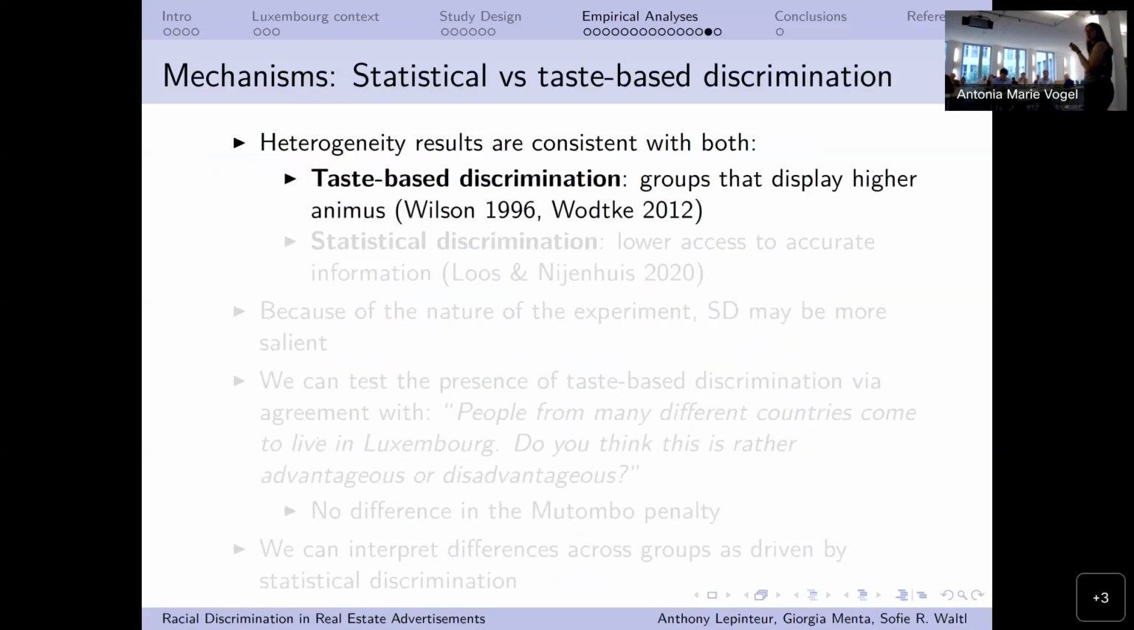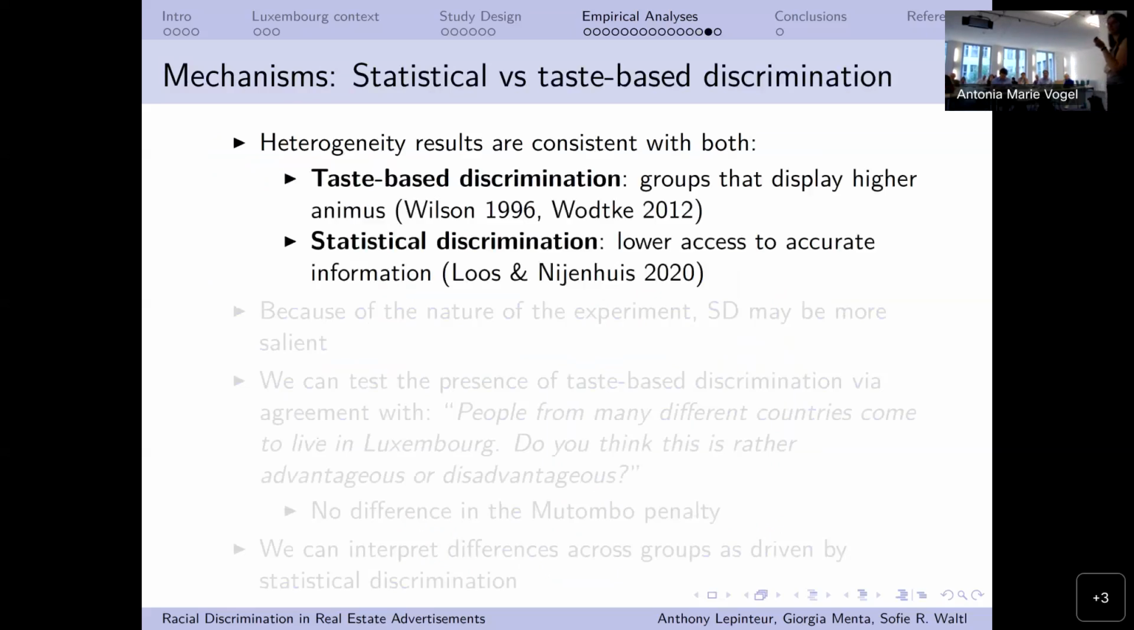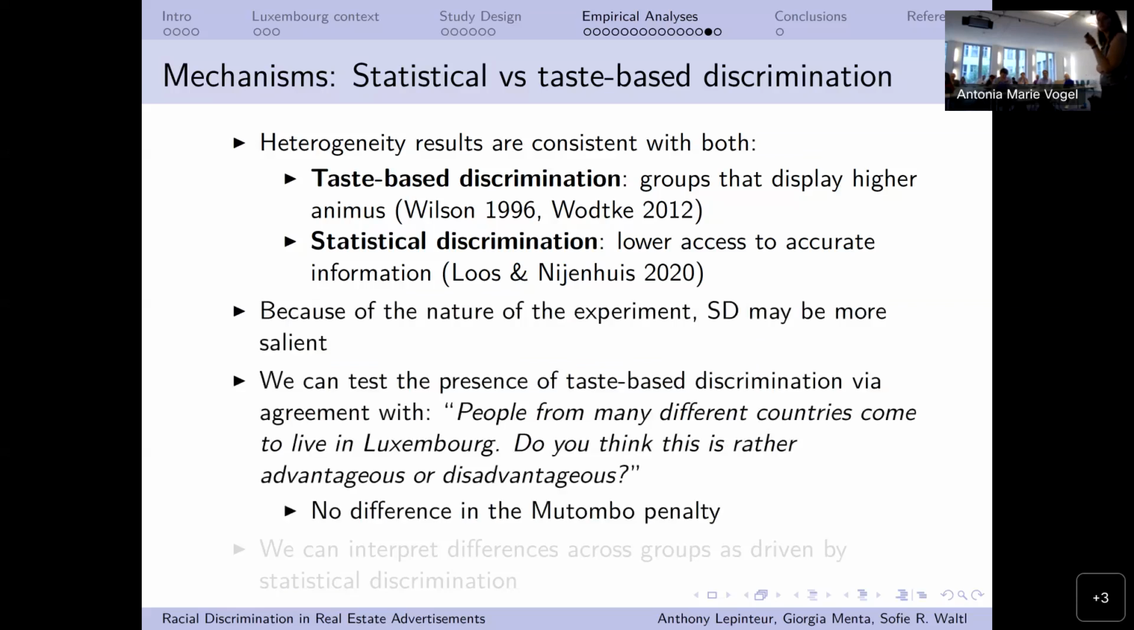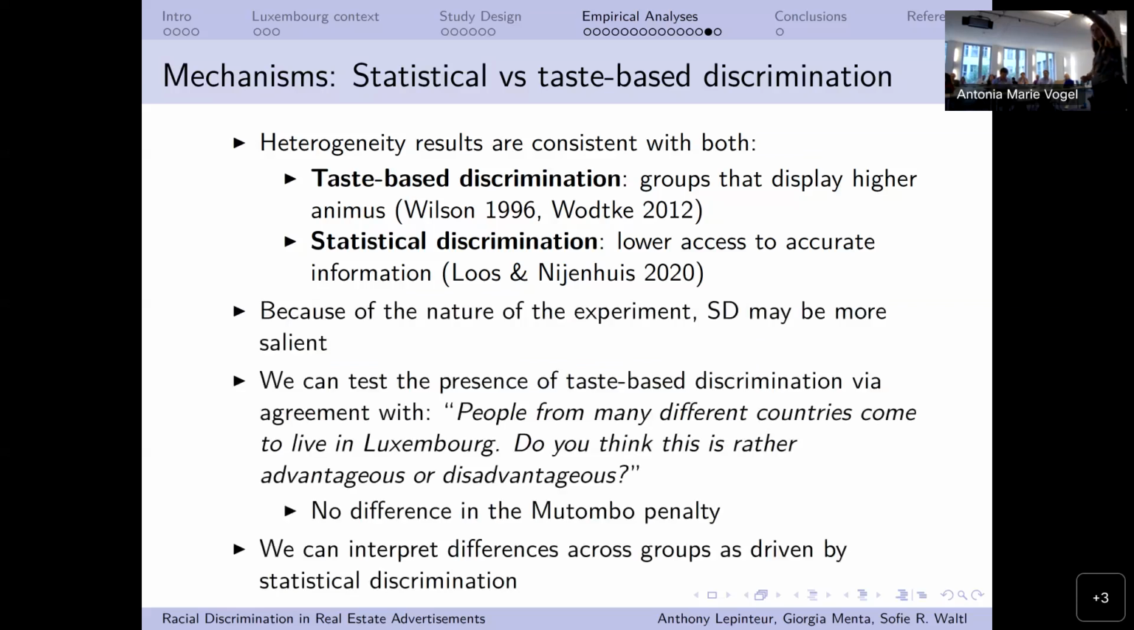We also do heterogeneity results. We try to disentangle taste-based discrimination, because you may just dislike some people for whatever reason, or statistical discrimination, meaning that you had some previous knowledge or information that gives you a reason why you believe that some houses are worth less or not. I am not going into details, but we can actually show that everything we find is in line with statistical discrimination.